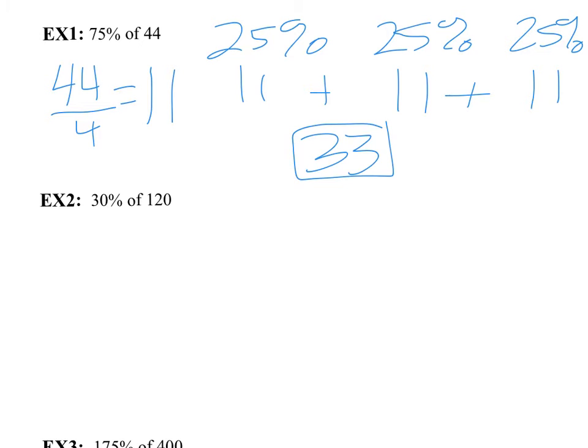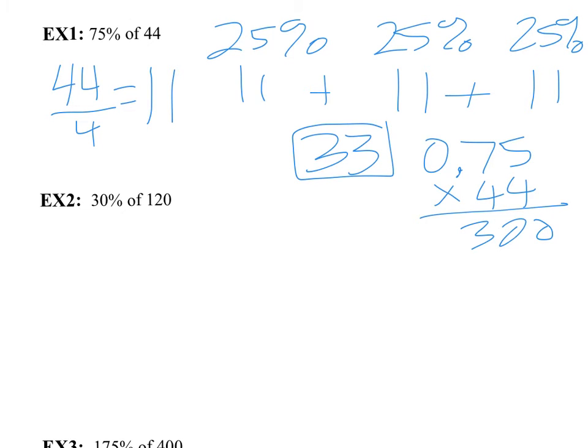Now, another way of doing this would be taking the decimal value 75%, so 0.75, and multiplying it by 44, which would still get me the 33. And I can just add that up and move 2 decimal points. So I still get the 33 no matter what.